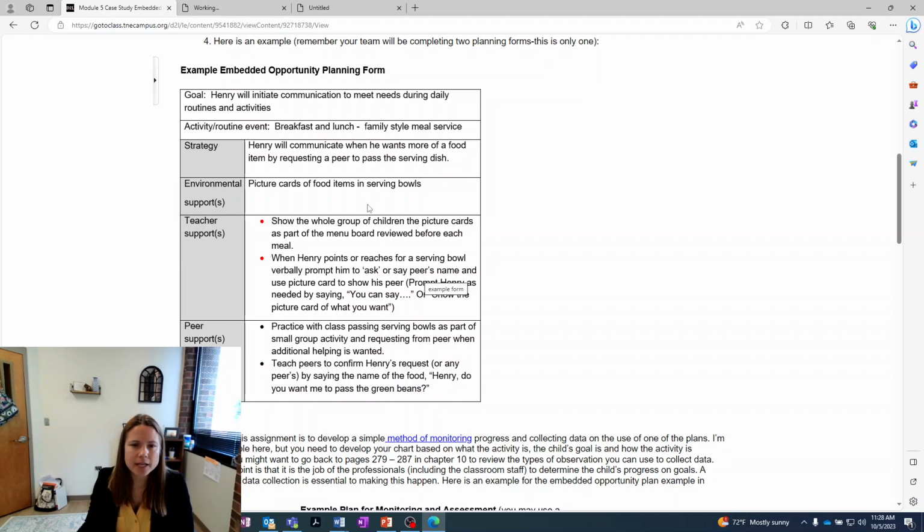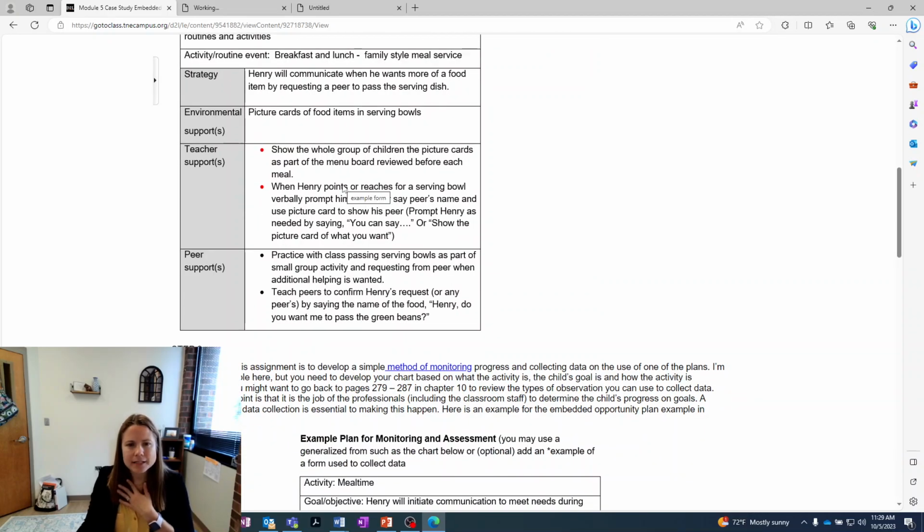We're going to all sit at a table, prepare food together. So here's the strategy we put in place for Henry. He will communicate what he wants more of a food item by requesting a peer to pass the serving dish. Here are some of the environmental supports we put for Henry to help him reach his goal. We're going to use picture cards of food items in serving bowls, and this is going to help him be able to communicate what he wants more of.